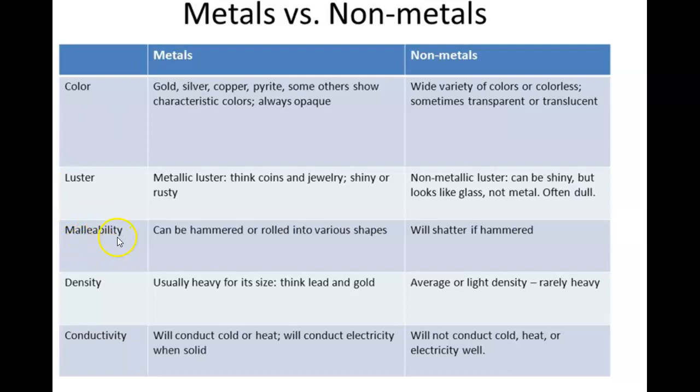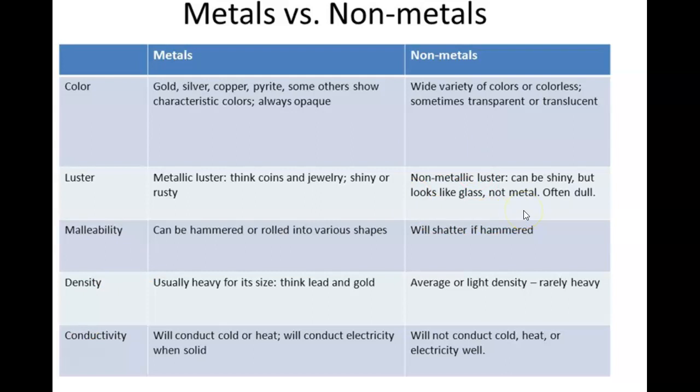So malleability. What does that mean? That means that if you take a piece of metal and hit it with a hammer, the metal will not break into many small pieces. It will change its shape. This property is called malleability.